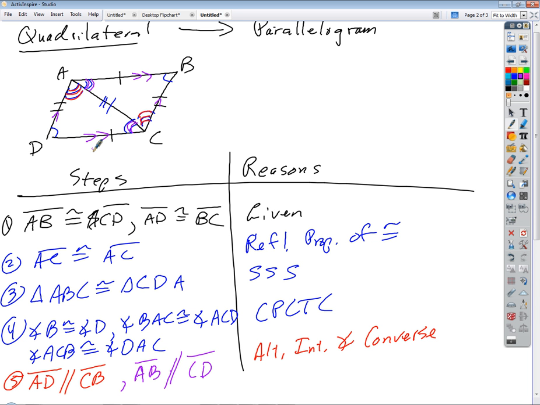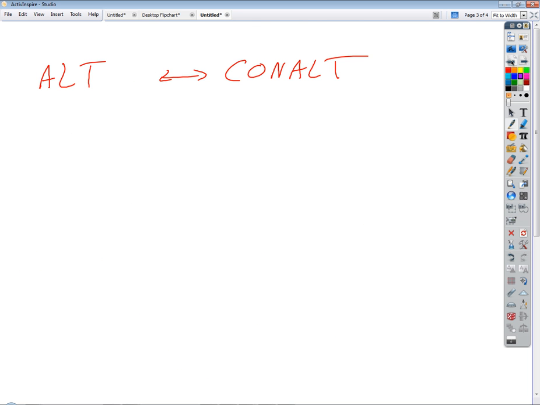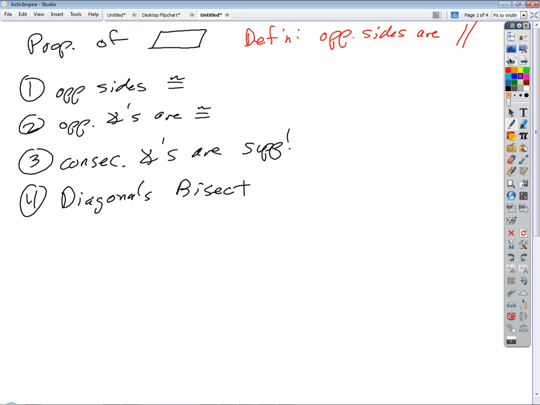Okay, make sense? Okay, so we proved this one has a converse, right? That works. We could show it for all of them. We really could. We could show it for all these. But those are all relationships we can reverse and use to prove parallelograms. There are a couple other ones we get.